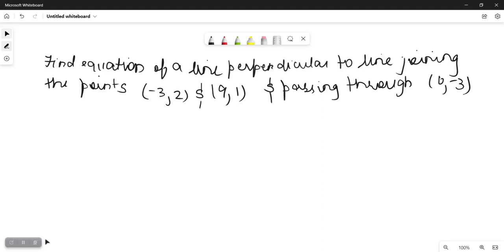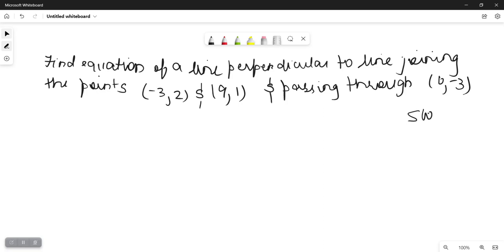Find the equation of a line perpendicular to the line joining the points (-3, 2) and (9, 1) and passing through (0, -3). Now, to find the equation of a line, we need to use any one of the following three forms.